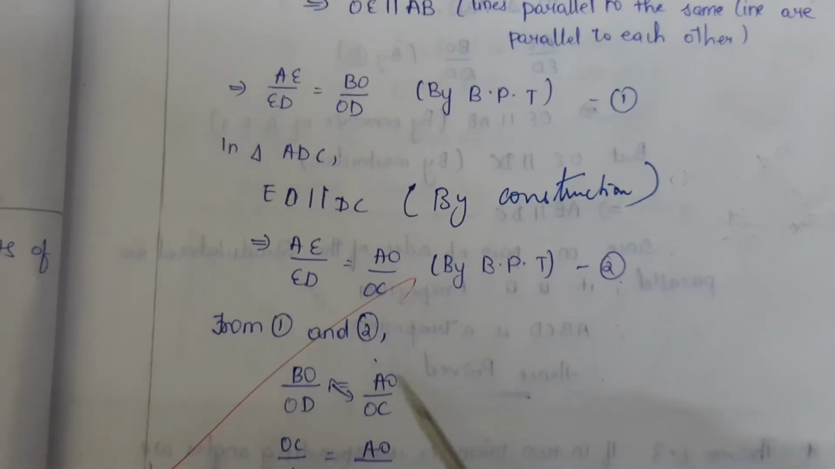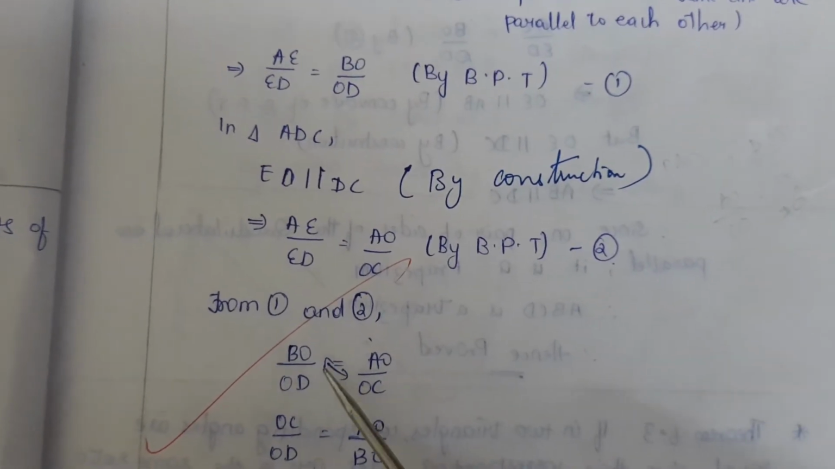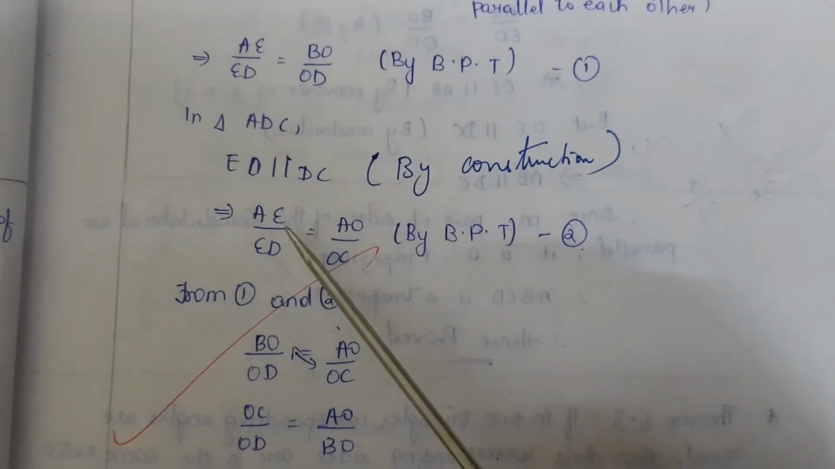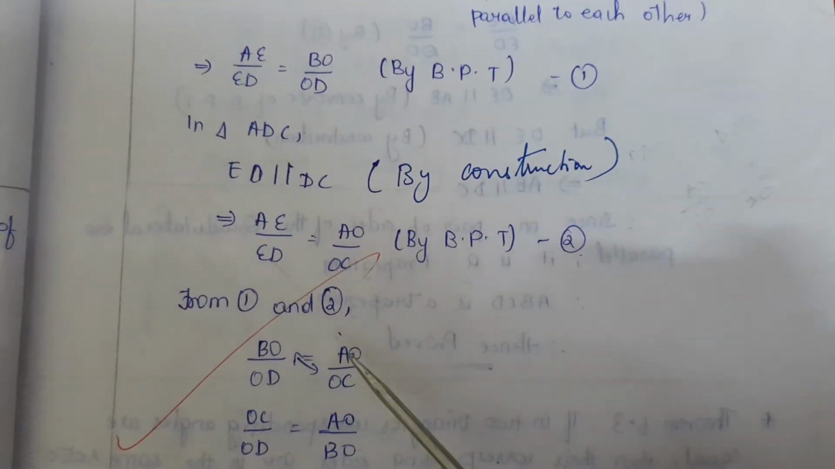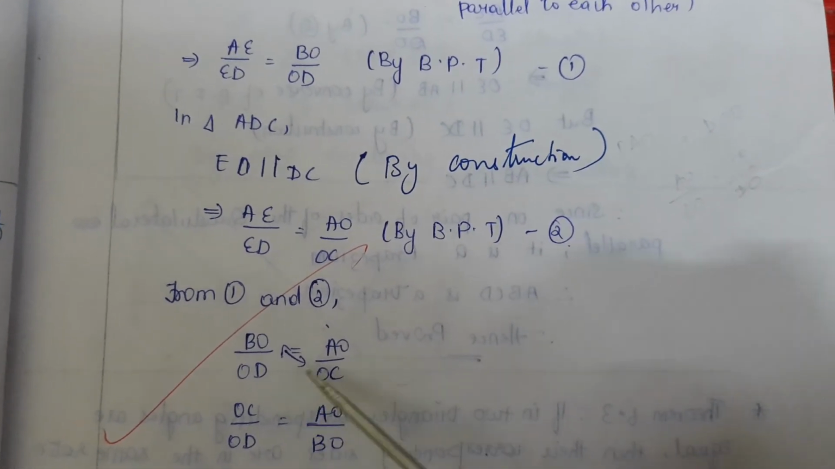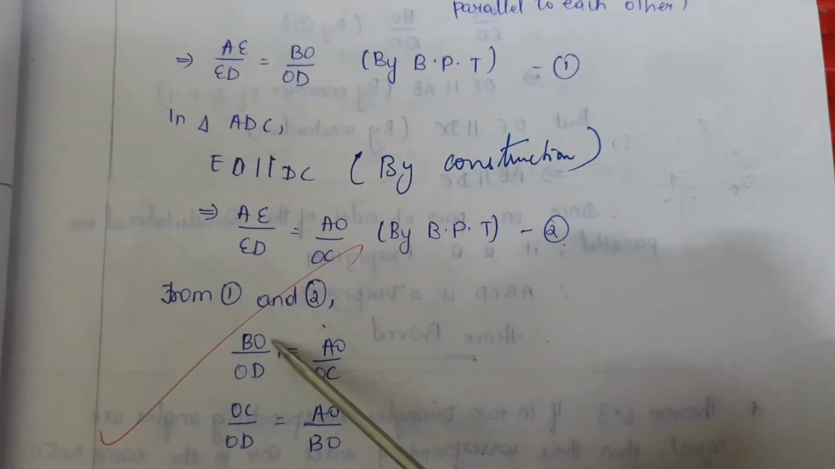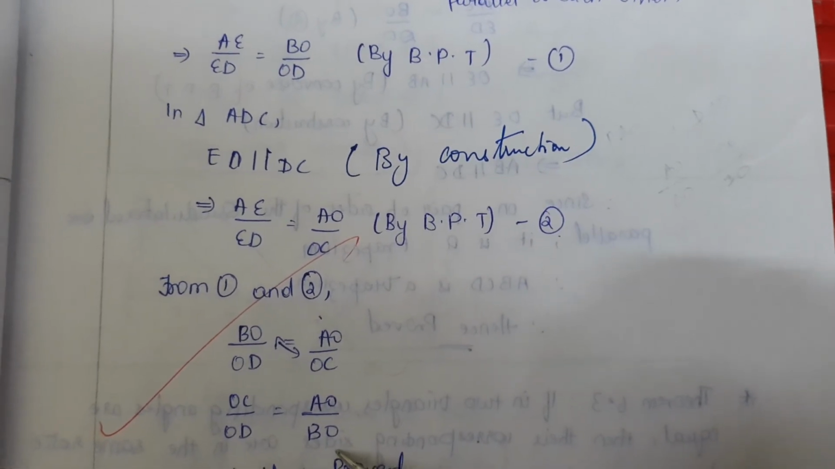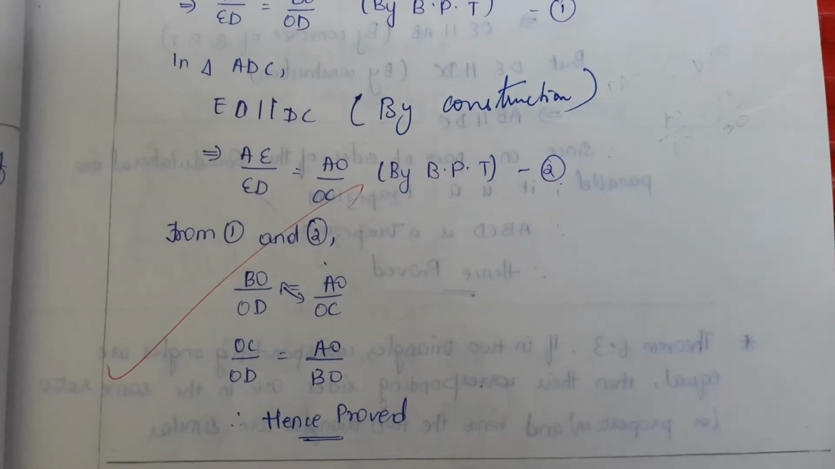So from the first and the second equation we get BO by OD is equal to AO by OC, because both are equal to AE by ED. So when we equate, we get this. We have to bring it to the form with OC, so we are just interchanging the places. So OC by OD is equal to AO by OB. Hence proved. Thank you.